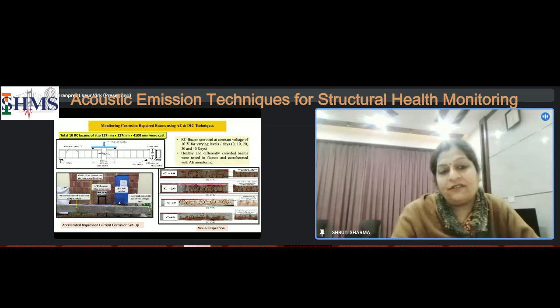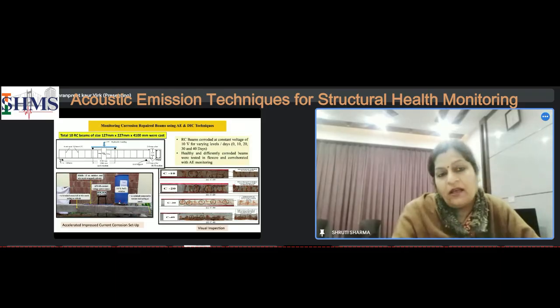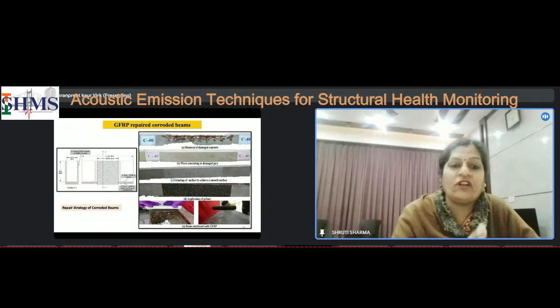We also did this exercise where we did small samples, then we repaired larger 4-meter size samples. We corroded them first for different durations, like 10 days, 20 days, 30 days. It's a 4-meter huge beam. We knew that we could pick up corrosion with acoustic emission. We also tried to repair them. Next slide. These large beams, practically 4 meters in size, we repaired with GFRP.